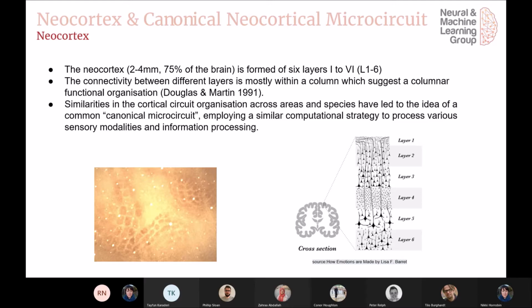Another interesting thing about the neocortex is that this kind of structure is similar across species. And if you look at different areas of the brain, you can see pretty much the same thing, but of course, they're a little bit different in their connectivity.